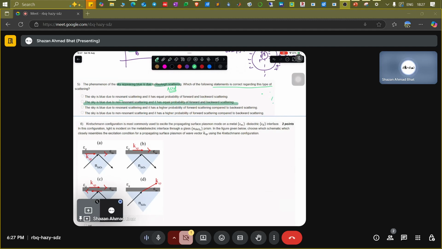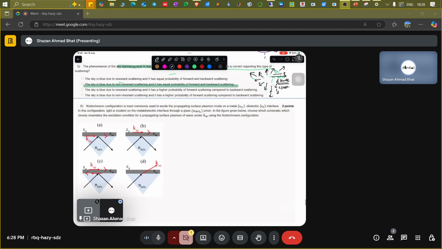That means if these are nitrogen atoms or oxygen atoms, because of the lower size, so basically the size is of the order of, let's say, less than 1 nanometer. What's going to happen? The blue light, the shorter wavelength, is going to scatter the most, and it's non-resonant as we saw in the lectures. And it has equal probability of going backward and forward. So it has equal probability of scattering in all the directions. There is no preferential direction in this particular type of scattering. So that is what basically it means.